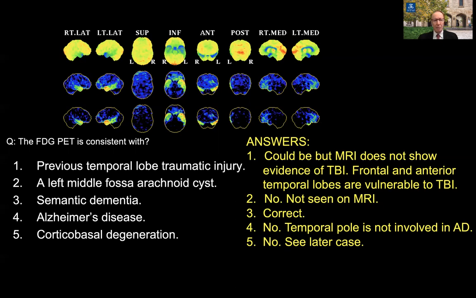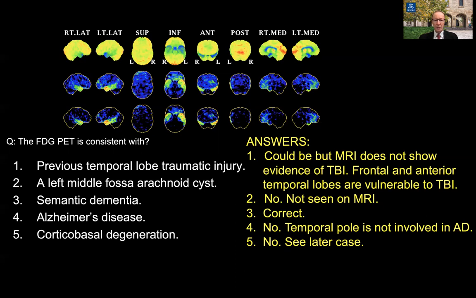Could this be a left middle fossa arachnoid cyst? No, again, you would have seen that on the MRI. Also, the hypometabolism is too extensive. It's going back into the middle part of the lateral cortex. We're also seeing bilateral changes here, and arachnoid cysts are usually unilateral.